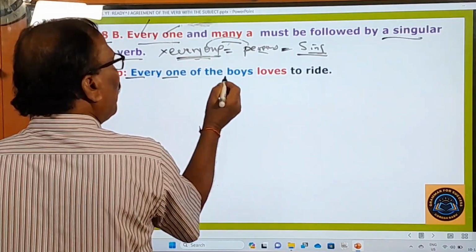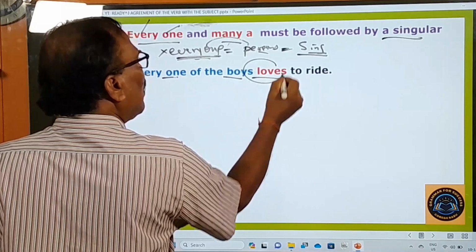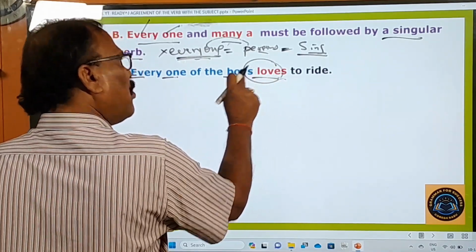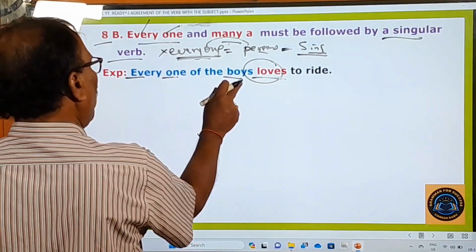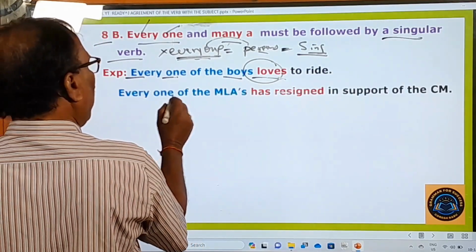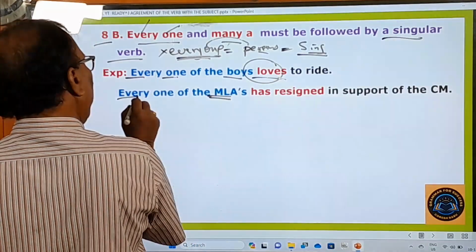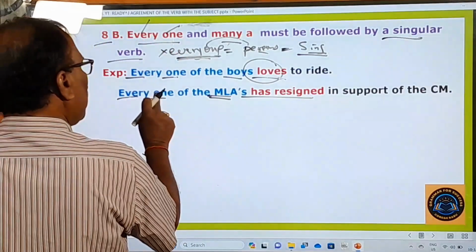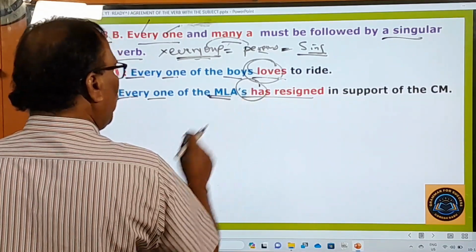Every one of the boys loves to write. So here you have used a singular main verb. Love is the plural verb, loves is the singular verb. That's all. And here, every one of the MLAs, every one of them has resigned in support of the CM. So "every one" is singular, so "has" is used, a singular helping verb.